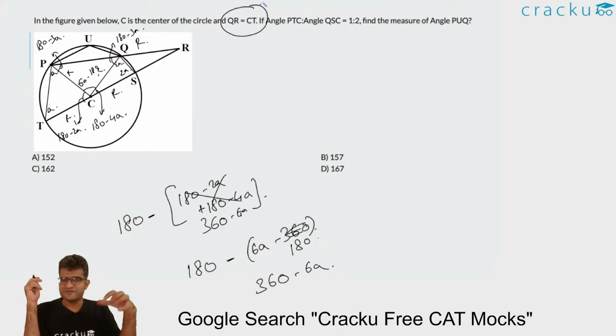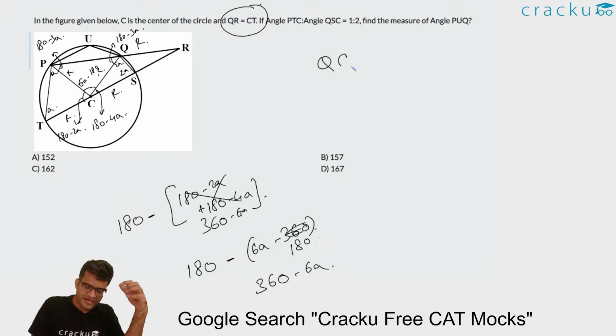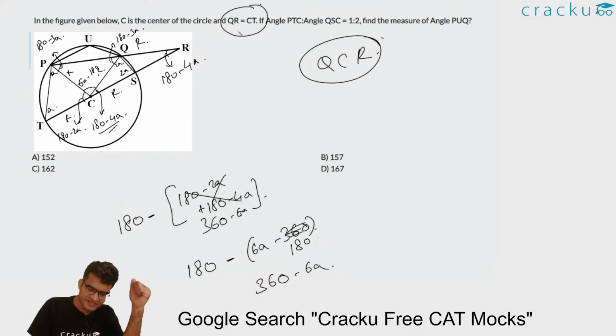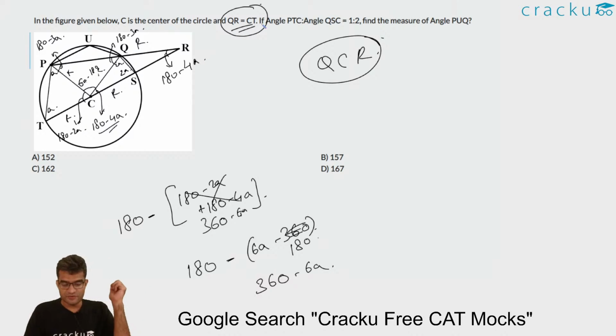Looking at the theme of this question, triangle QCR is also an isosceles triangle. QR is equal to QC. So if this angle is 180 minus 4a, this angle will also be equal to 180 minus 4a. That is the only reason for giving us the information that QR is equal to CT.